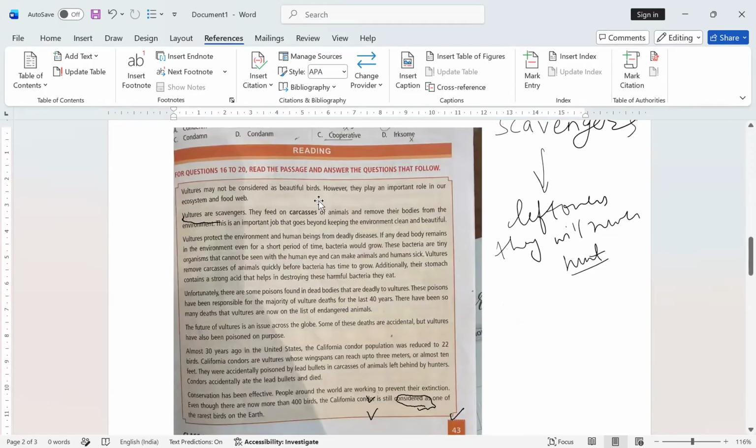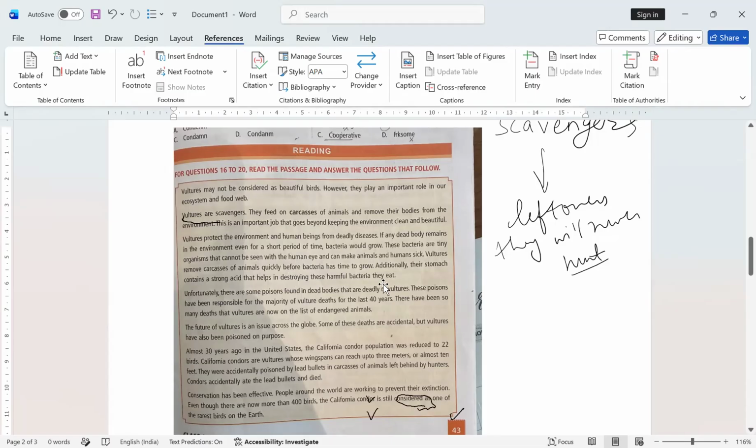Now, vultures protect the environment and human beings from deadly diseases, as I explained to you. If any dead body remains in the environment, even for a short period of time, bacteria would grow. Yes? I had explained this to you. These bacteria are tiny organisms that cannot be seen with the human eye and can make animals and humans sick. Vultures remove carcasses of animals quickly before bacteria has time to grow. Additionally, their stomach contains a strong acid that helps in destroying these harmful bacteria they eat.